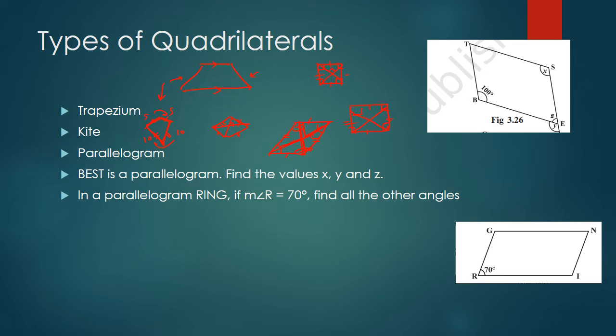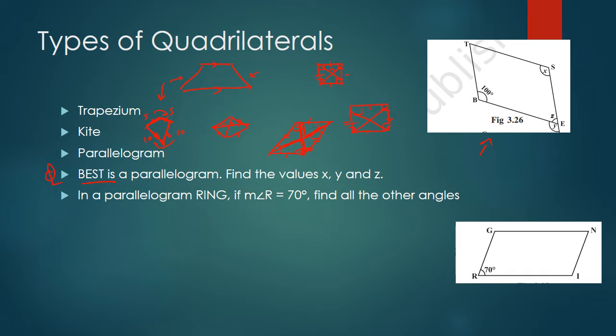Okay. Now if we apply all these properties and solve the questions which can be asked in the form of find x, y, z, let's say this is a question. Best is a parallelogram. Where is it? Yes, here. Best is a parallelogram and we have to find the value of x, y and z. So this question is saying it is a parallelogram. Just use all those properties to find x, y, and z.